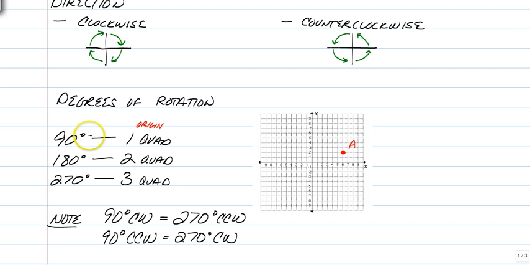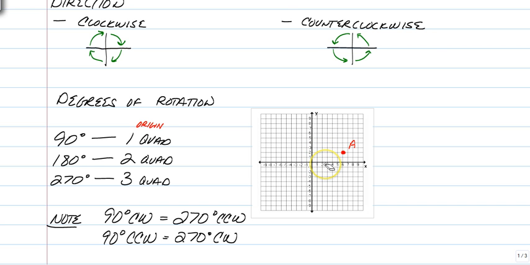We have 90 degrees, which is one quadrant if you think about it. So if you're in quadrant 1 here and you're going to rotate 90 degrees, it's only going to be skipping one quadrant, okay? Because if you think, here's a 90-degree angle right there. There's another 90-degree angle, so every quadrant is 90 degrees.